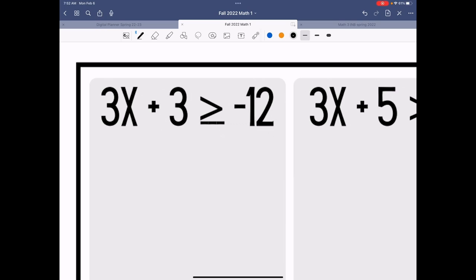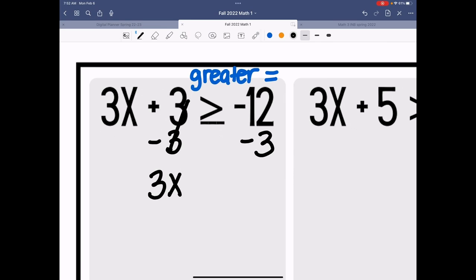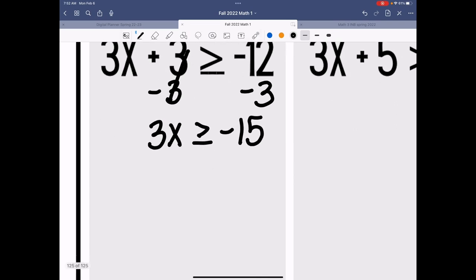All right, so for this one, this is going to be greater than or equal to. So I'm going to start by subtracting 3. So that's going to leave me 3x is greater than or equal to -15. And then I'm going to divide by 3. Now 3 is positive, so I do not have to flip the sign. So x is greater than or equal to -5.